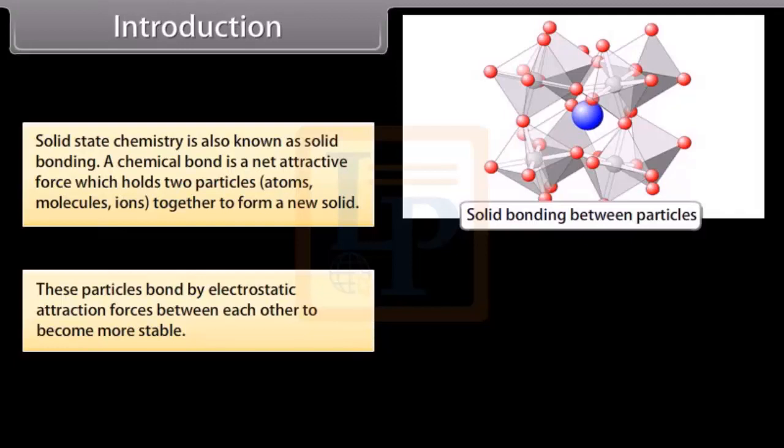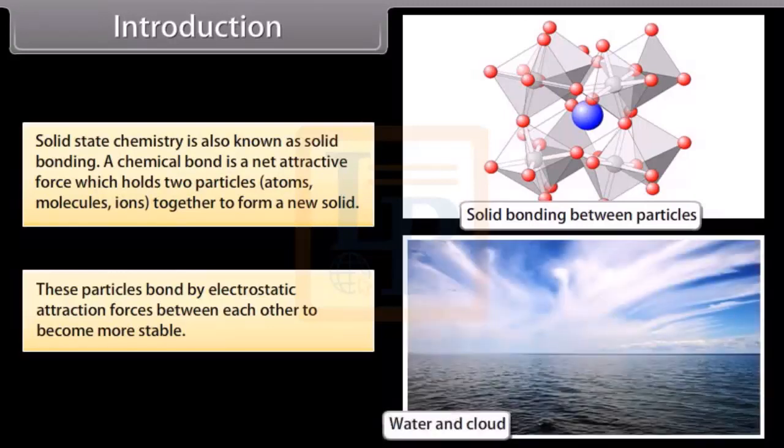Think about it. If you're not solid, you will be nothing, not even water or cloud. Thanks to solid bonding.